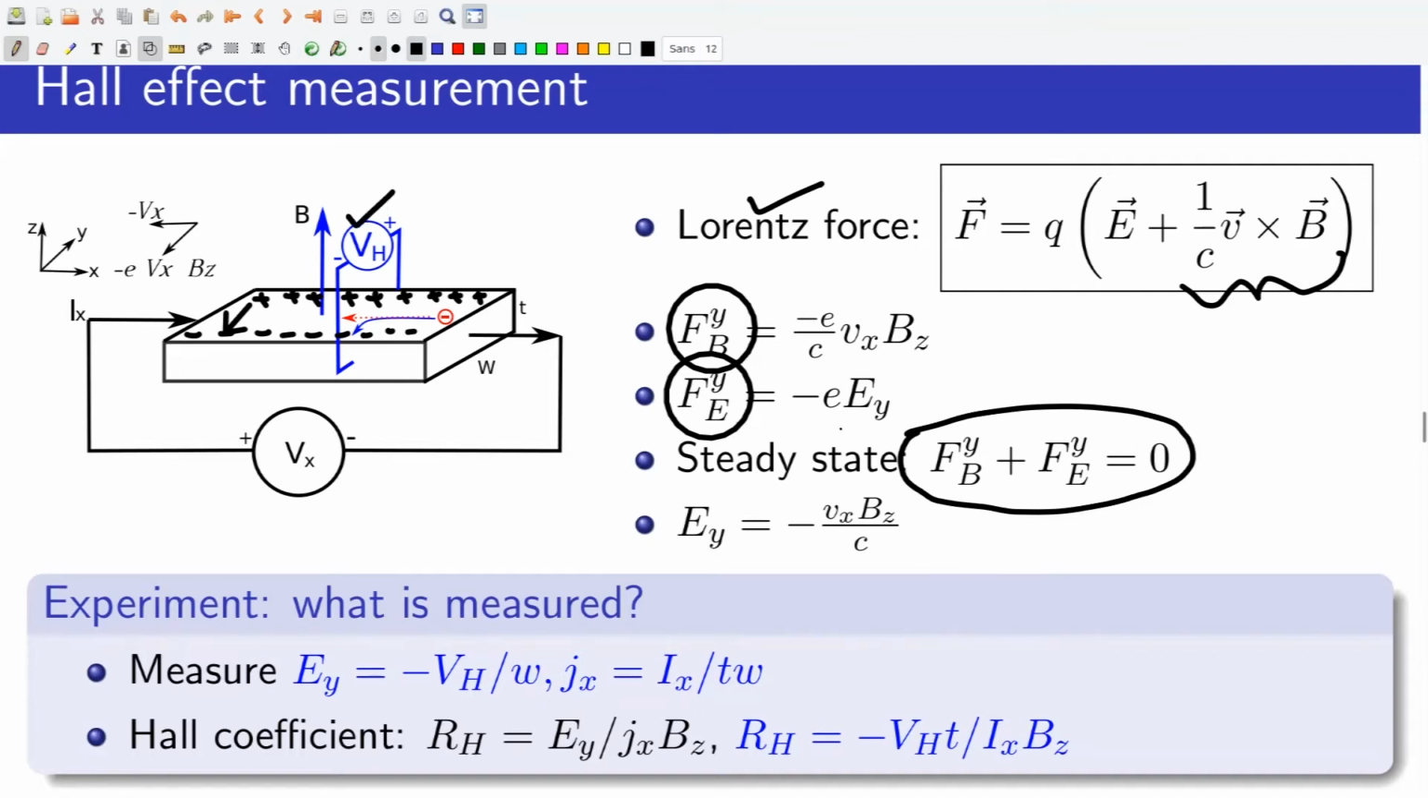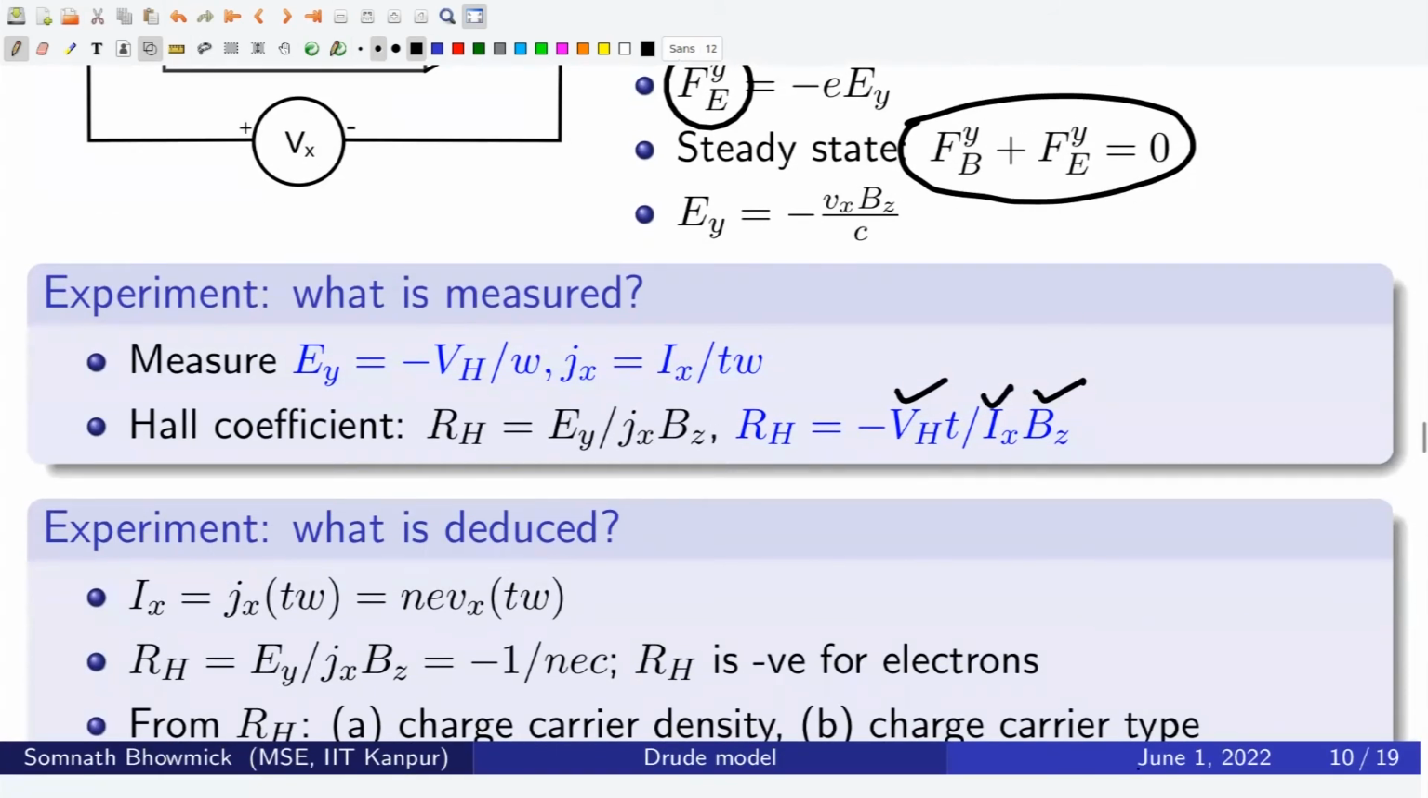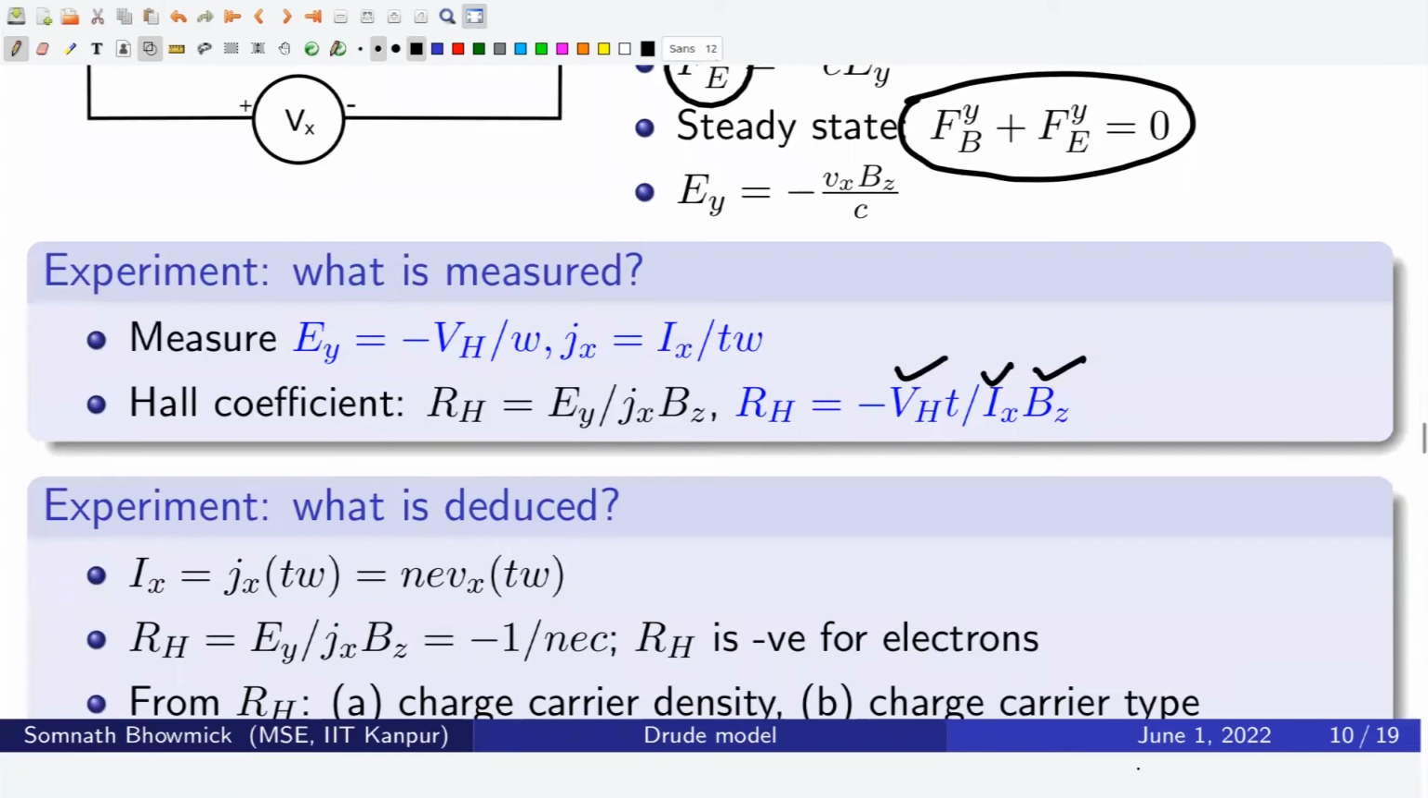Now, we can define a term called the Hall coefficient, which can be calculated from the experimentally measured value of Hall voltage, I_x, the current in the X direction, and B_z, the field applied in the Z direction. In the next slide, we shall find that Drude model predicts R_H is equal to minus 1 by nec.